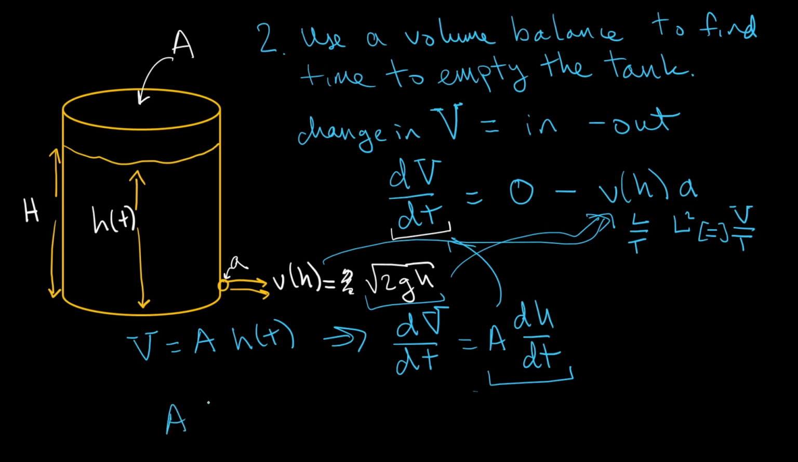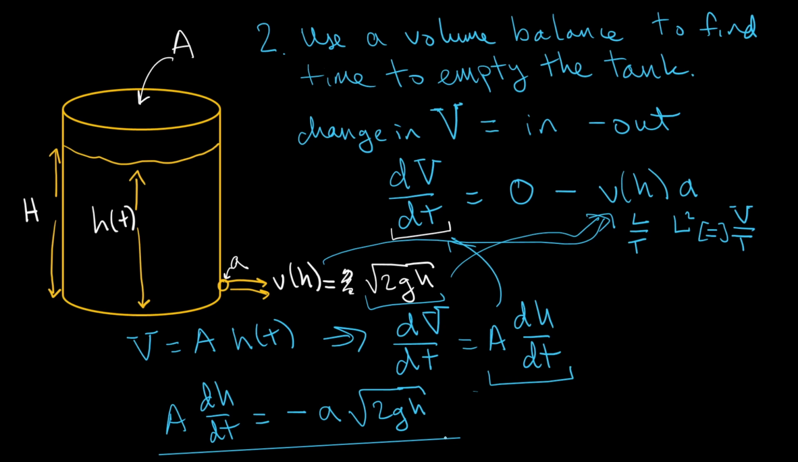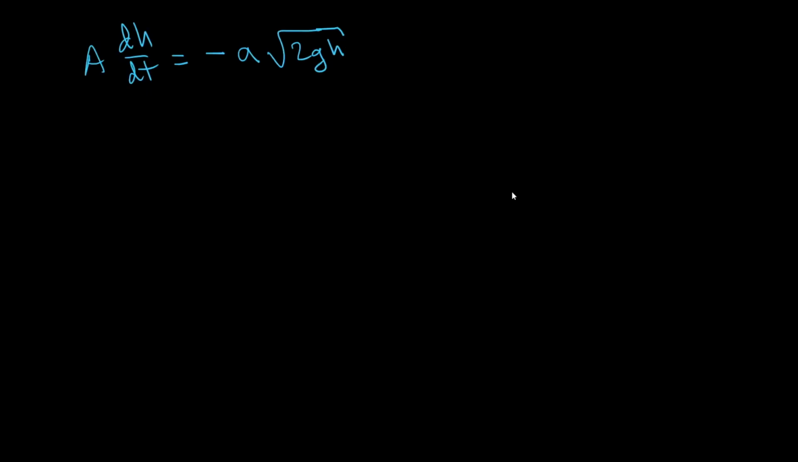So that'll give us A times dh dt is equal to negative a, the cross-sectional area, times the square root of 2gh. And this is going to be our differential equation that we can use to solve for h as a function of t. If we solve that out for when h is equal to 0, that'll give us the time it takes to empty the tank. So all that's left to do is solve this differential equation for h.